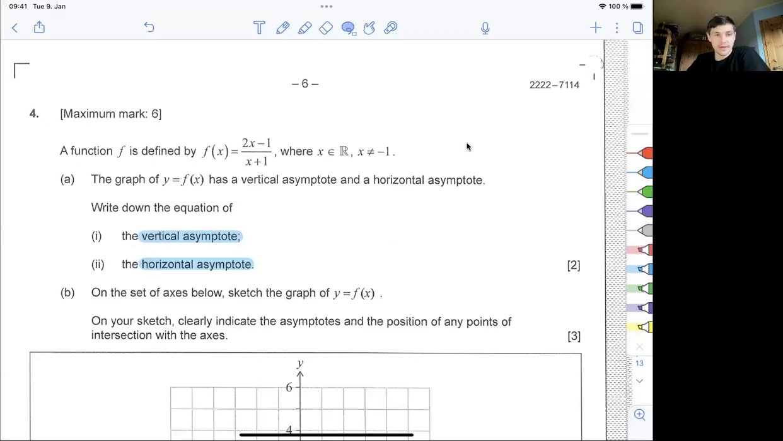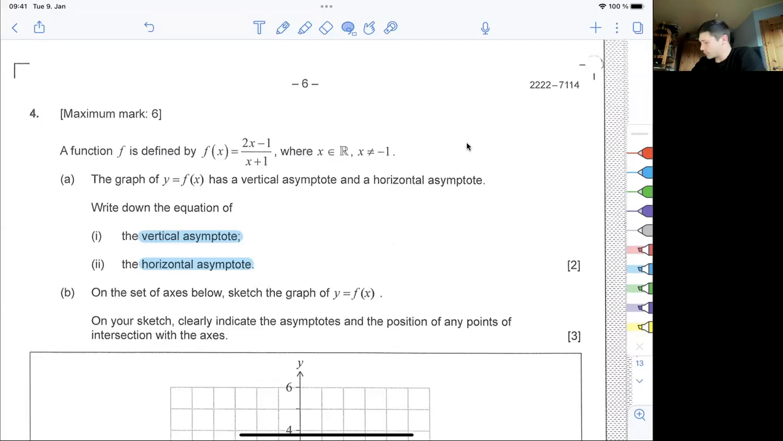Question 4. A function f is defined by f(x) is equal to (2x minus 1) over (x plus 1), where x is an element of the real numbers and x cannot equal -1. Part A asks, the graph of y equals f(x) has a vertical asymptote and a horizontal asymptote. Write down the equation of part 1, the vertical asymptote, and part 2, the horizontal asymptote.